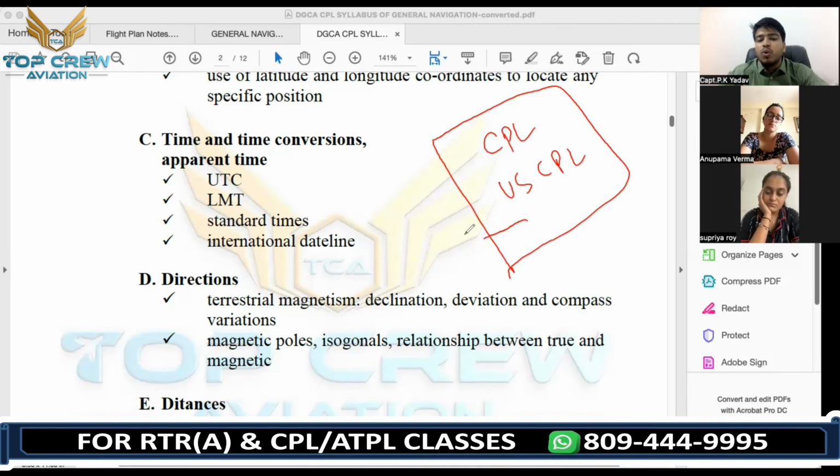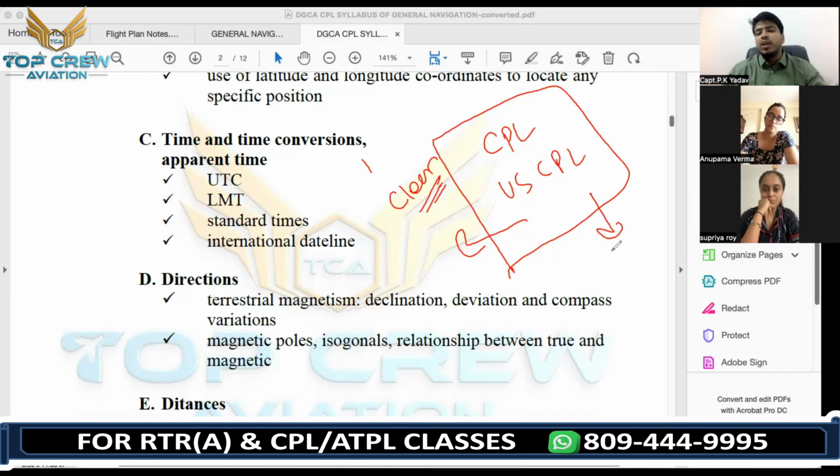You just have to go in any country, just clear their check ride and you will get their license. You can convert your Indian CPL to any other country's CPL at any time. You just have to clear your check ride because they'll check, are you able to fly or not? If your check ride is clear within like 1 month, with certain requirements like 10 to 15 hours, your license could be converted.